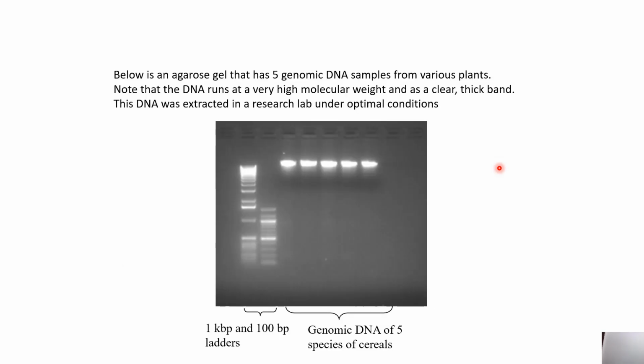So if you see, this is an agarose gel that has 5 genomic DNA samples from various plants. You can note that the DNA is at a very high molecular weight and has a clear thick band. This DNA was extracted in a research lab under optimal conditions. It is one thick band, which means the DNA is not degraded. Otherwise it would have been multiple bands or even smeared.